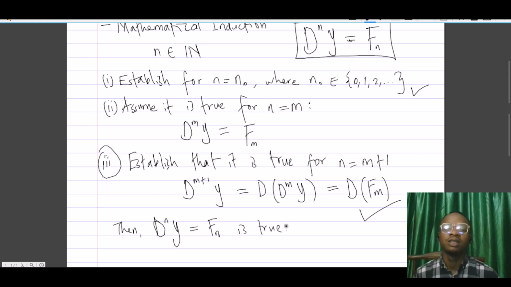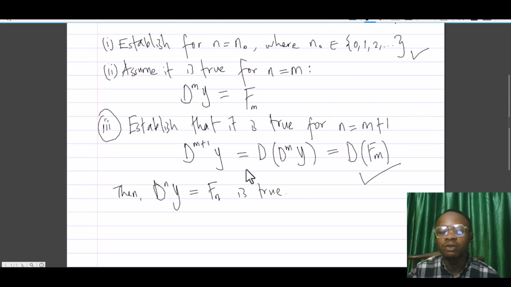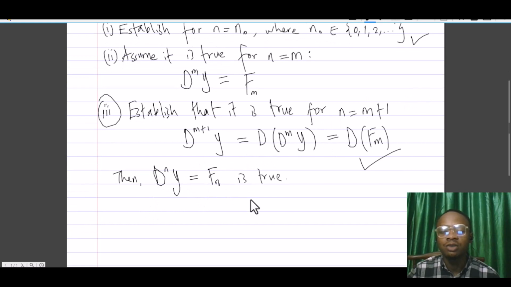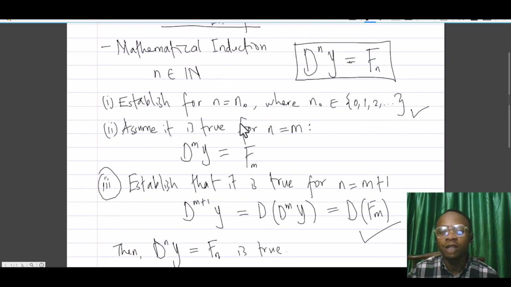We firstly check that it is true for the first term, whatever is the first term amongst the natural numbers to which the statement applies. Once we are able to establish that, then we assume it is true for when n equal to some m, and after that we check that it is true for n equal to m plus 1. Once we're able to do this, then we can generalize that it is true for all n in the set of natural numbers as given in the statement.